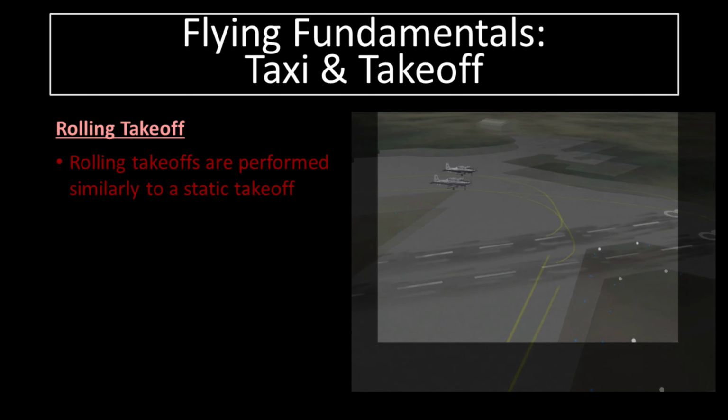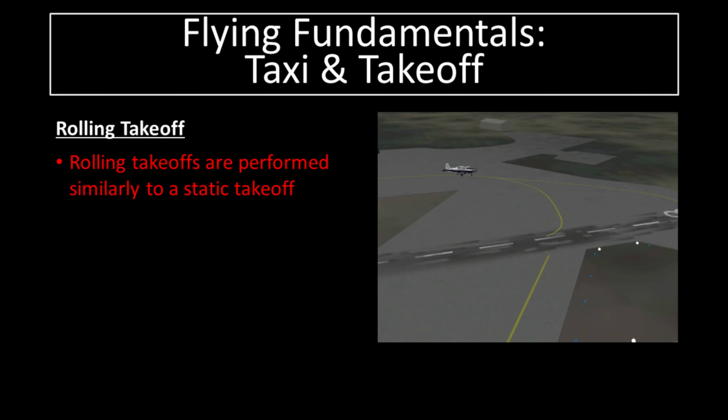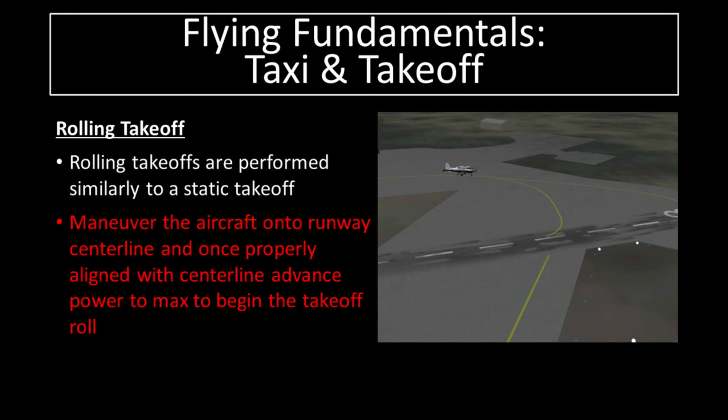Rolling takeoffs in the T6 are performed similarly to a static takeoff and are used to aid traffic flow in a busy traffic pattern. To perform a rolling takeoff, once cleared for takeoff, maneuver the aircraft onto runway centerline as you complete the lineup checklist. Once on centerline, with the lineup checklist complete, smoothly advance the PCL to max position and begin the takeoff roll.